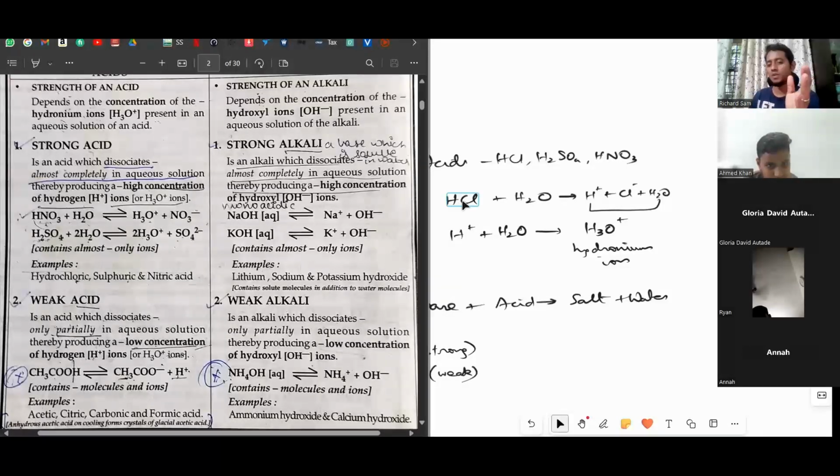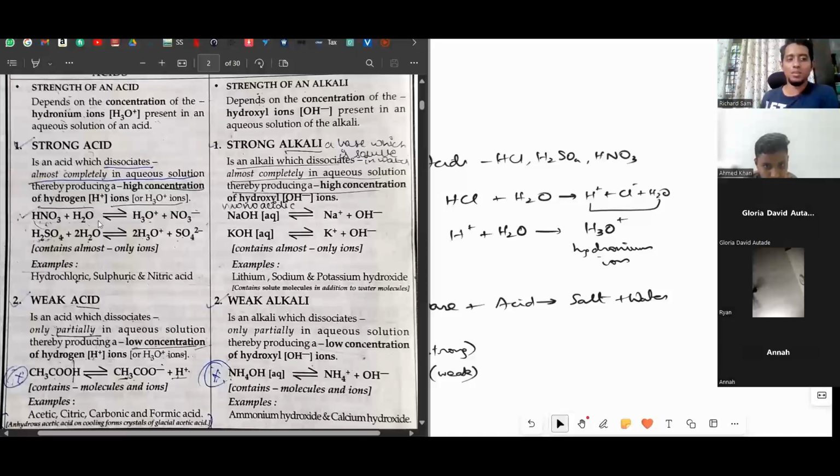Okay. Now, say there's another acid, like a weak acid. Look at this, CH3COOH. Now, CH3COOH does not dissociate completely, only partially, less than 70%. So it dissociates into CH3COO minus and H plus ions, but a very small amount of H plus ions. Since the concentration of H plus ions is very low, this is a weak acid. Is it clear, everyone? What is a strong acid and a weak acid?